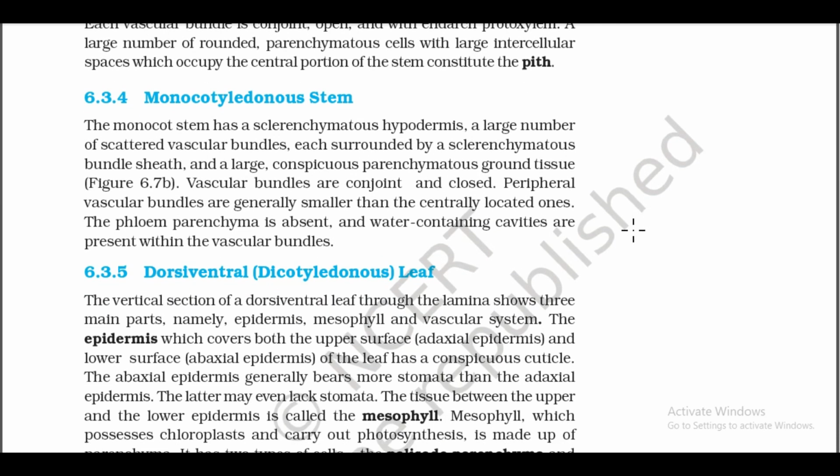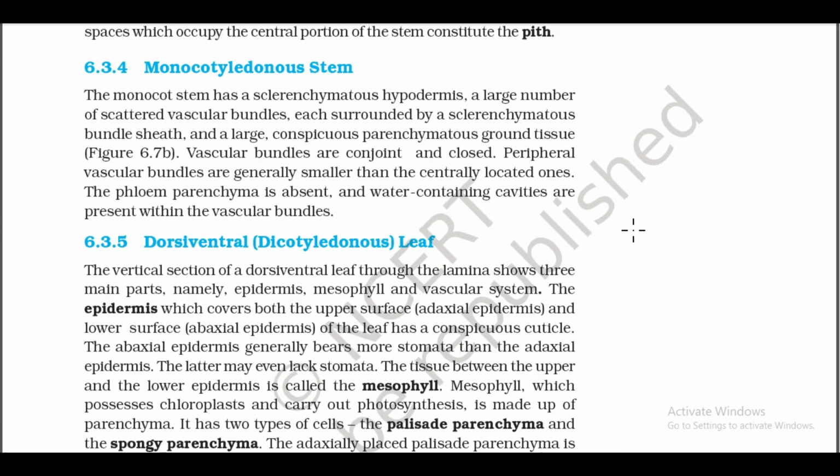6.3.4 Monocotyledonous stem. The monocot stem has a sclerenchymatous hypodermis, a large number of scattered vascular bundles, each surrounded by a sclerenchymatous bundle sheath, and a large conspicuous parenchymatous ground tissue. Figure 6.7b. Vascular bundles are conjoint and closed. Peripheral vascular bundles are generally smaller than the centrally located ones. The phloem parenchyma is absent and water-containing cavities are present within the vascular bundles.